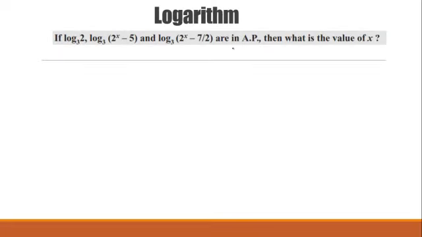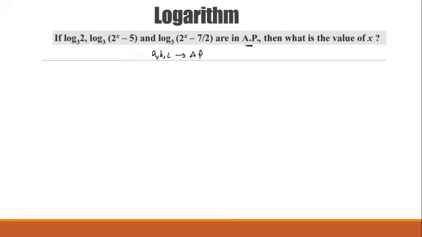In the next problem, three numbers in terms of log are given: the first number, the second number and the third number. These three are in AP. AP means arithmetic progression. We are asked to calculate the value of x. Now for this type of problem, since the three numbers are given, suppose A, B, C are the three numbers which are in AP.